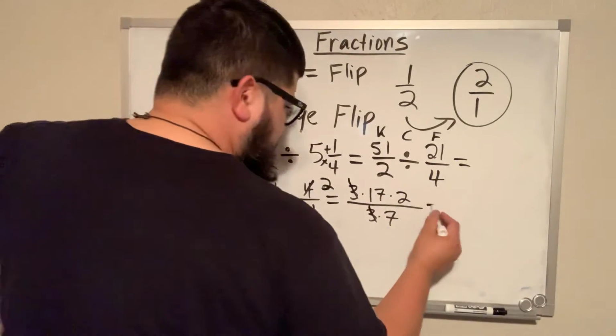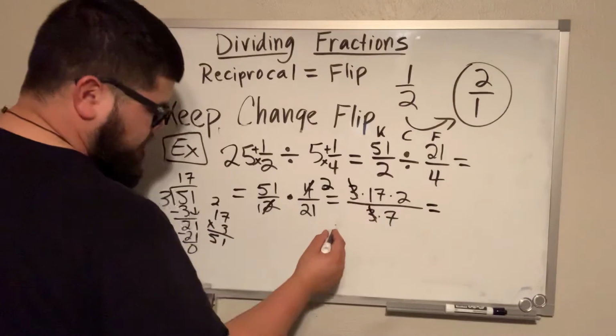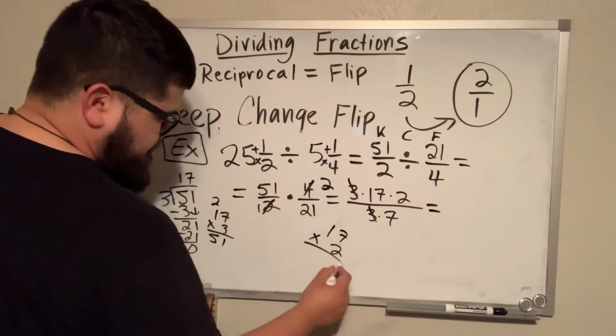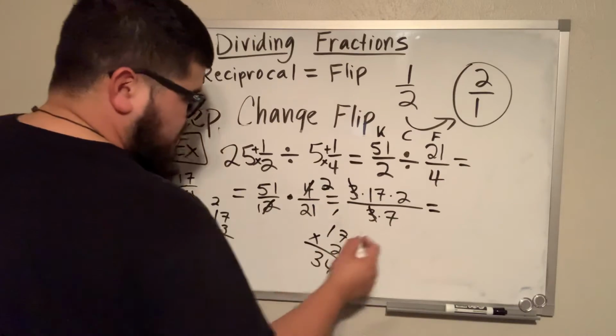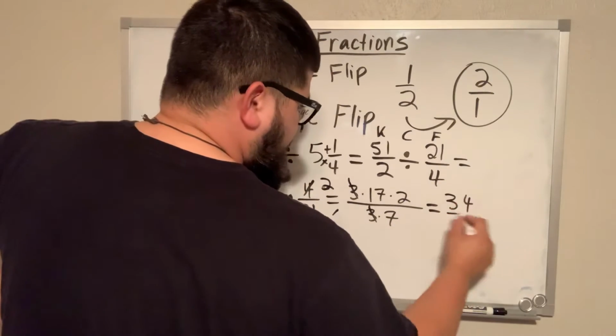So now, we can just multiply across, just like we've done before. We need to do 17 times 2. 7 times 2, we get 14, carry my 1. 1 times 2, 2 plus 1, that's 3. So we end up with 34 over 7.